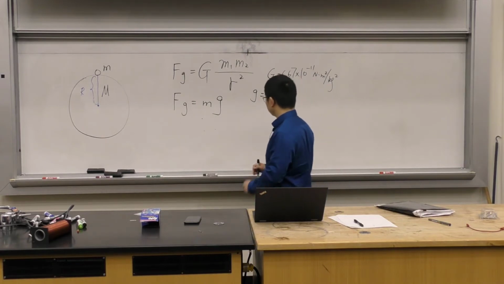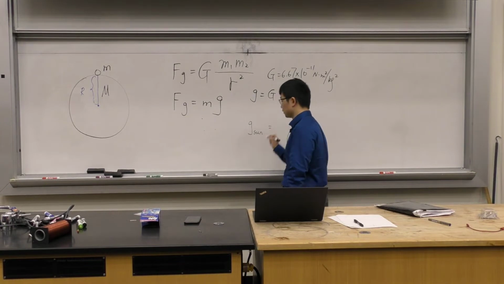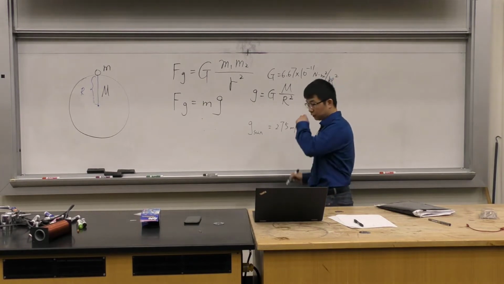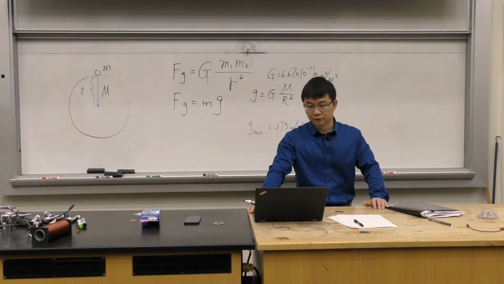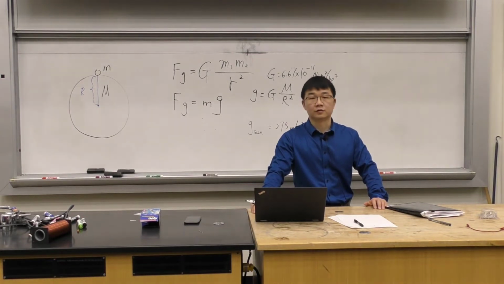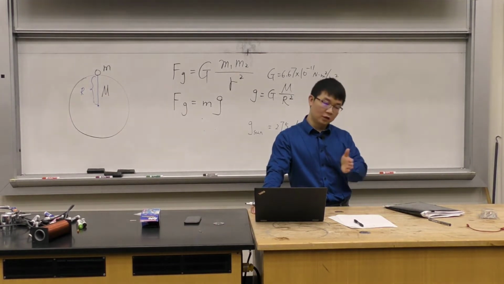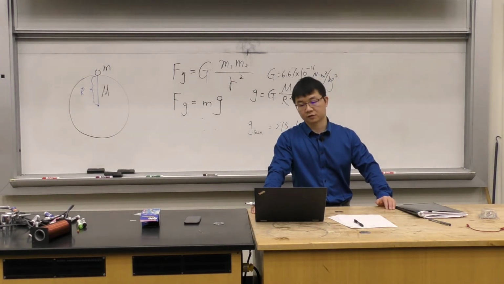Okay, so if you plug all the numbers in, the free fall acceleration on the surface of the sun is going to be 275 meters per second squared. So it's definitely larger than the free fall acceleration on the surface of the Earth. If you ever go to the sun, well, you probably don't want to do that because it's too hot there, right? But if you get close to the sun, you should be prepared. You're going to feel heavier and heavier, okay?